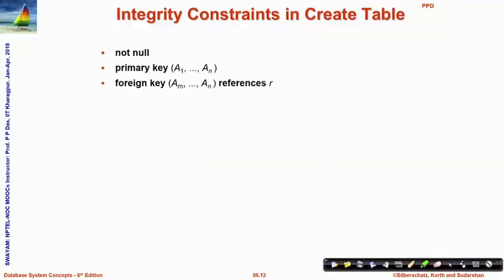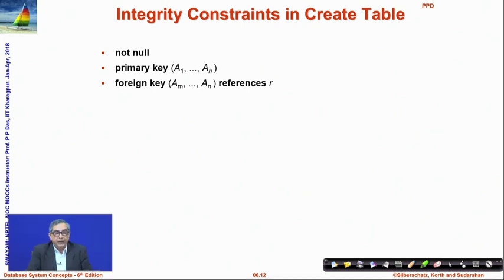Now, we can add a number of integrity constraints to the create table. 3 integrity constraints we will discuss here. One is not null, one is primary key, and the third is foreign key. So, not null will specify whether a field can be null or not. Primary key, as we have seen, will specify the attributes which form the primary key, and the foreign key will specify the attributes which reference some other table and are key in that table.